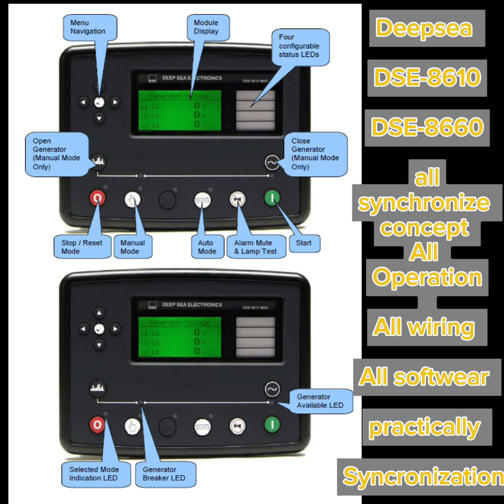The left side red button is stop and reset mode. If your generator is started, you can stop it from this button, and if you have any alarm on the main screen, you can press this button and your alarm is reset. And next is the manual mode button. If you press this manual button you can perform your manual operation. You can start your engine manually, you can close your breaker, you can stop your engine, and you can disconnect your breaker from this controller.